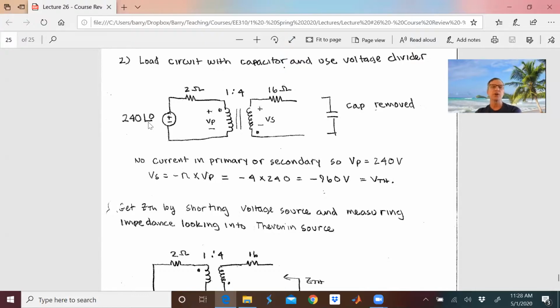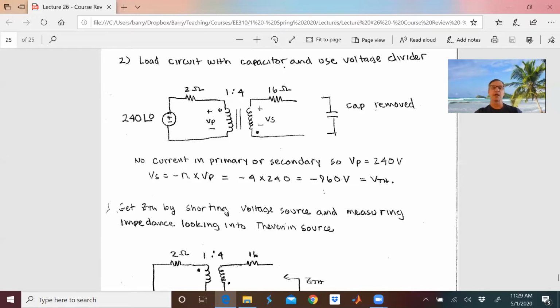Here we go. Start at 240. KVL on the fly says 240 minus 2 ohms times no current gives me 240 here. 240 times 4 is going to be 960. And I'm going to watch those dots this time and remember that there's actually a negative sign there. So my Thevenin voltage is minus 960 volts.